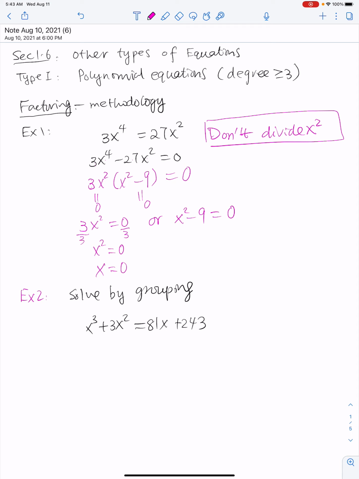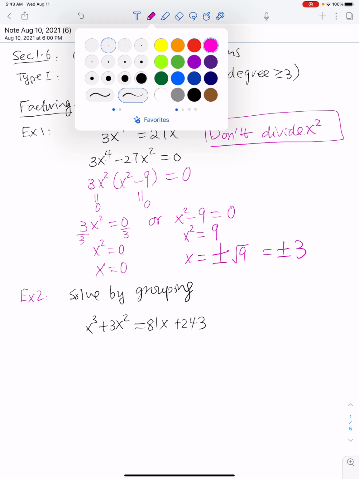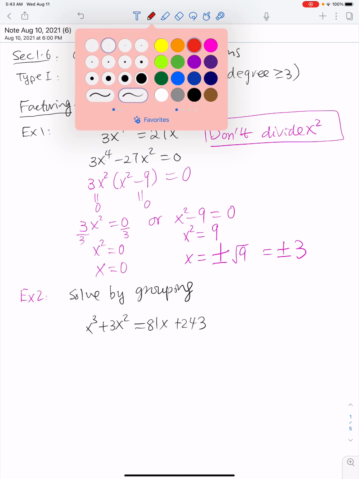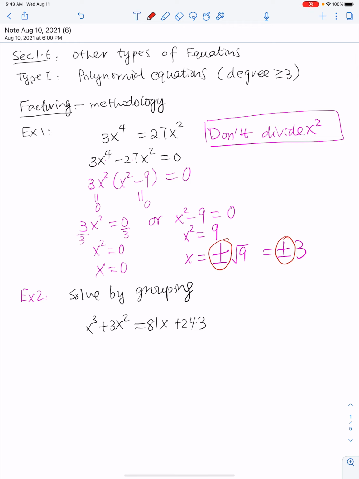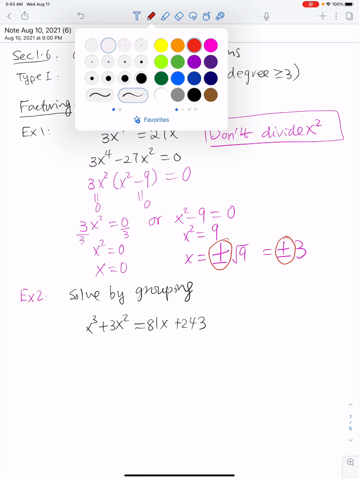So x squared minus 9 equal to 0. What should we do for this one? Because we can use the square root method. You have a square equal to a number, so x squared equal to 9. What will be x? Do not forget, plus or minus the square root of 9, which will be plus or minus 3. Do not forget plus or minus. It's very important.